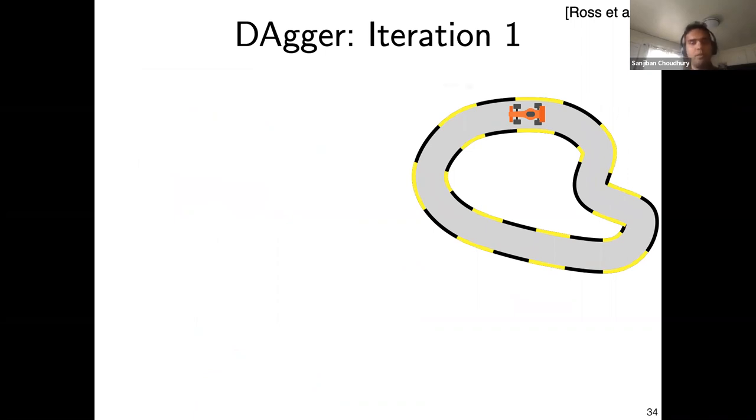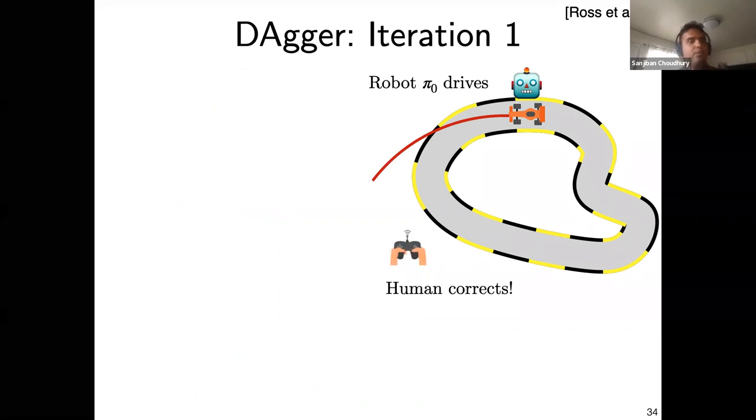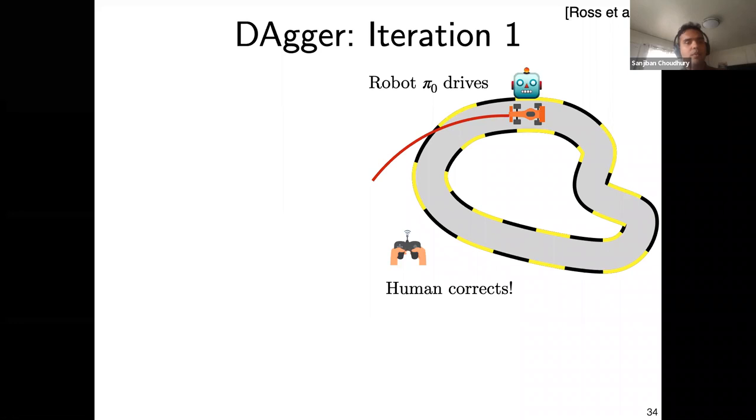As we saw before. Okay, in iteration one, we're going to do something different. We are going to take the policy that we just got and ask the robot to drive the car. And as expected, the car may go off the road, but that's fine. We're just going to take that data and we're going to ask the human a question. That is, what action they would have chosen if they were to actually be at various states along this trajectory, right? So ask the human for corrections.